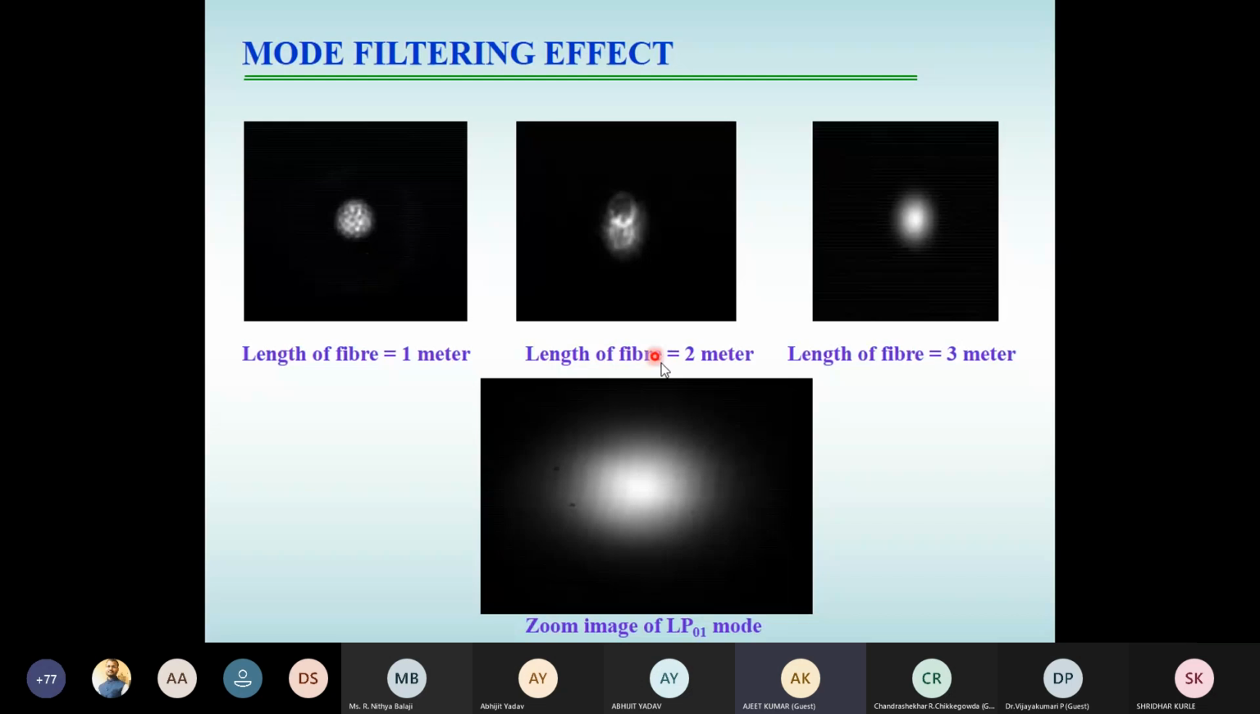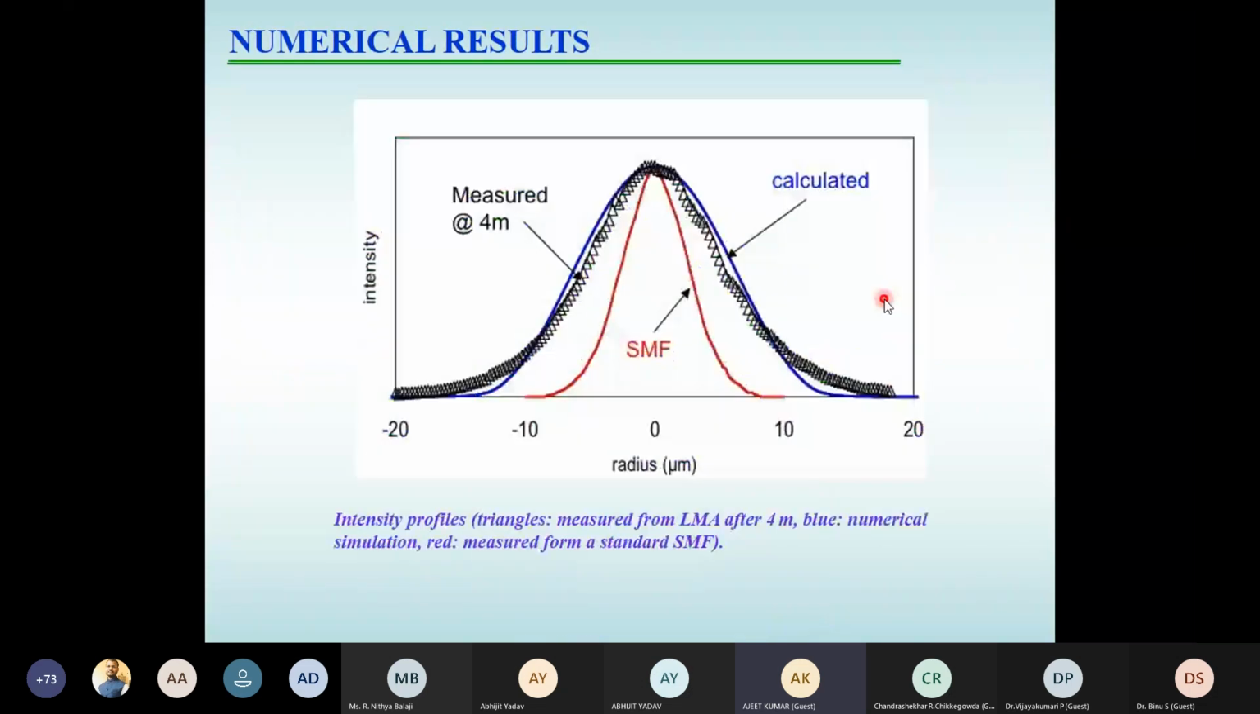Then if you look at the output after 2 meters of propagation distance, you can see some of the modes have been filtered out, giving somewhat better quality than the previous one. And after 3 meters of propagation distance, they also observed only single mode propagation. So this was the experimental verification of the principle which we were discussing till now. And we have also compared the experimental field profile and the simulated field profile, which gives a good agreement.